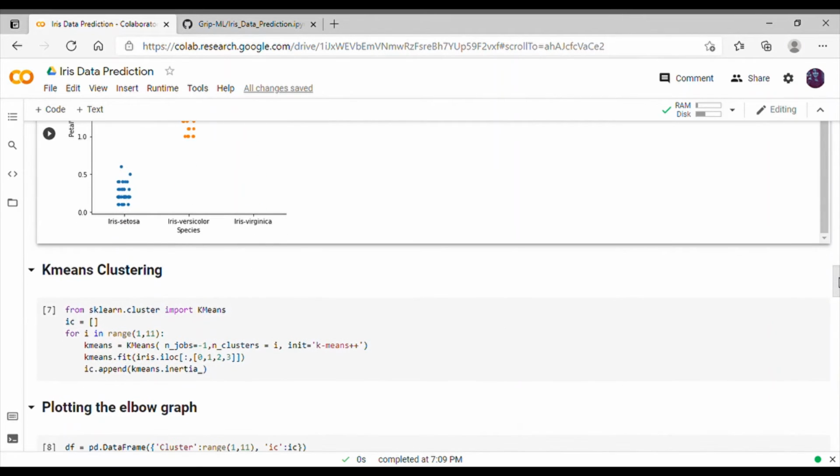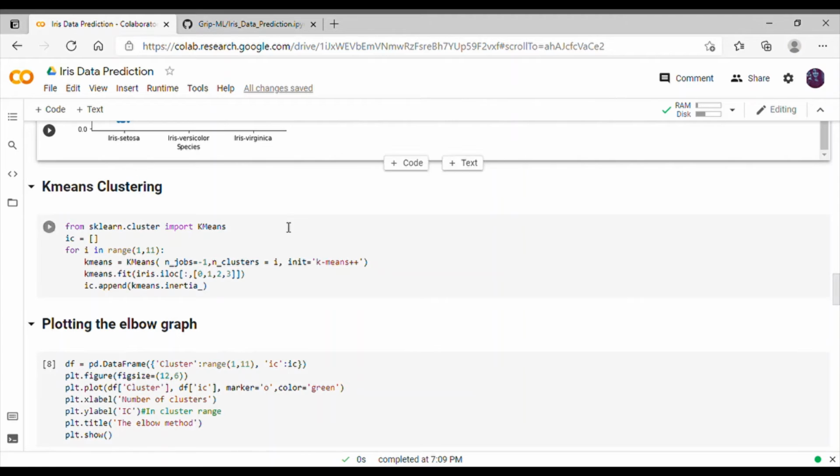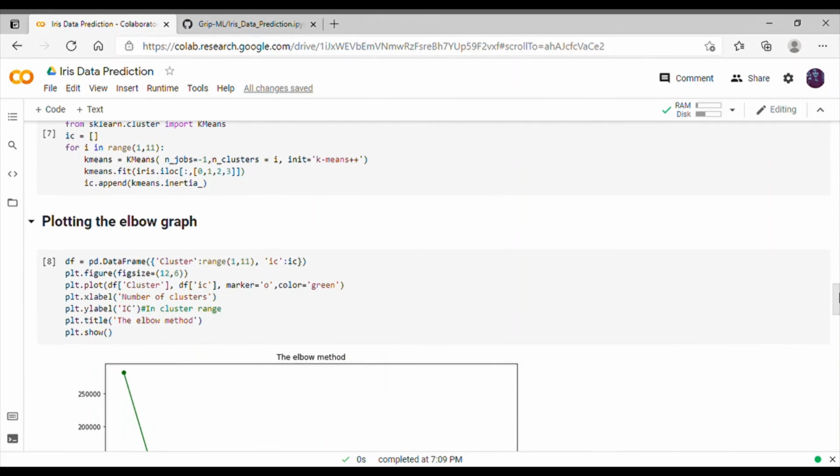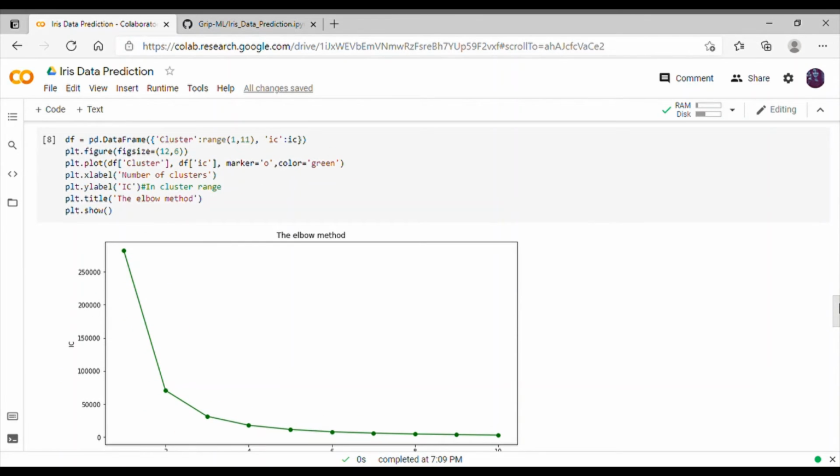Using k-means clustering, from sklearn.cluster we have imported KMeans. We are using the range 1 to 11. Now we are plotting the elbow graph. This is the graph that we have plotted.